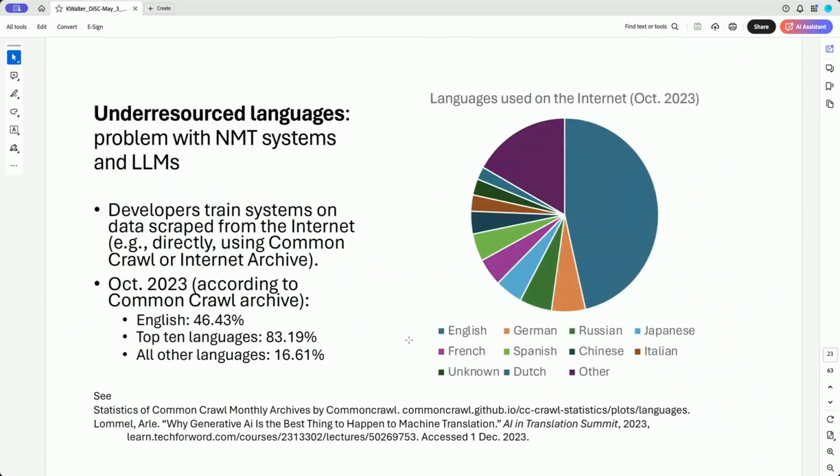Under-resourced languages, as we've said, are a problem for both types of systems. I just looked at the Common Crawl archive. This is the representation in the pie chart from October 2023. So you can see that English makes up almost half the overall language output on the internet, and the top 10 languages make up 83.19%, which leaves very little space for all the other languages.